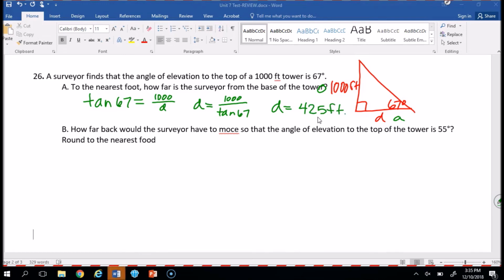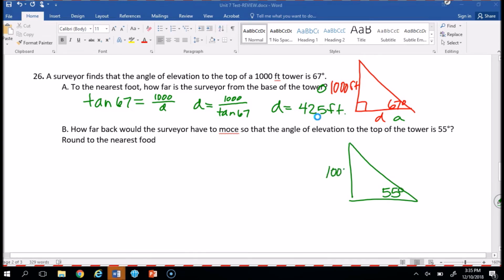Now, the next part of this problem: how far back would the surveyor have to move so the angle of elevation to the top of the tower was 55 degrees, sorry. So now we want this to be 55 degrees, and this is still 1,000 feet. So when we work this problem now, we're still looking for our d down here. This is going to be our opposite, and this is going to be our adjacent. So we're still going to use our tangent ratio here.